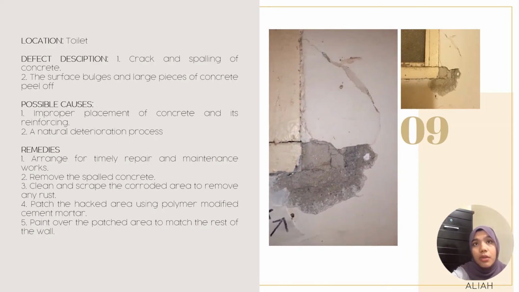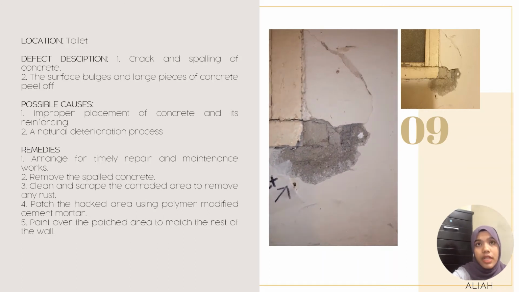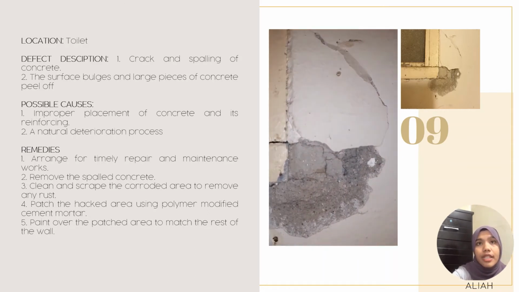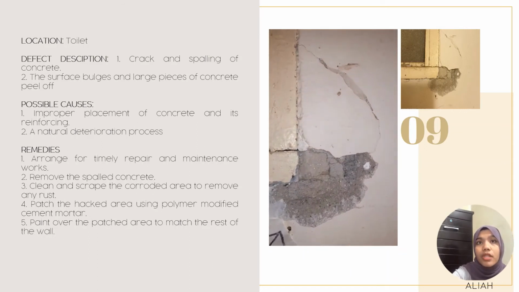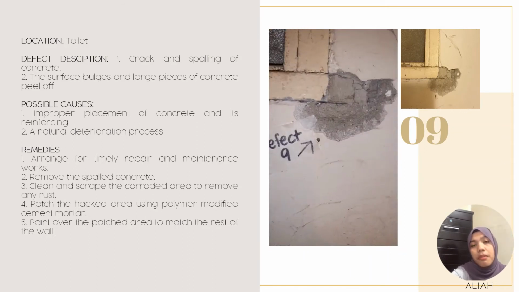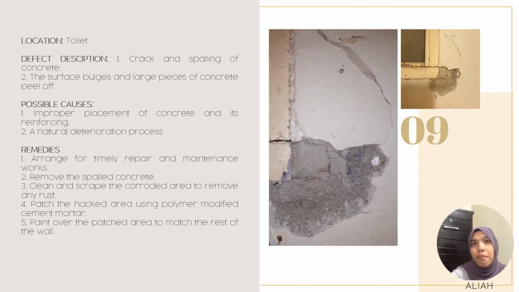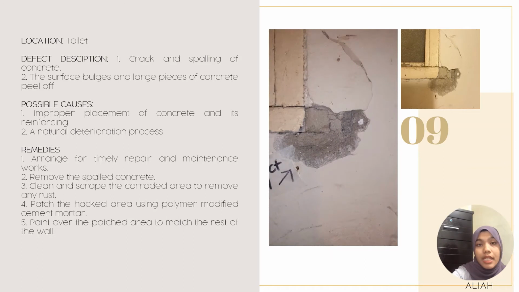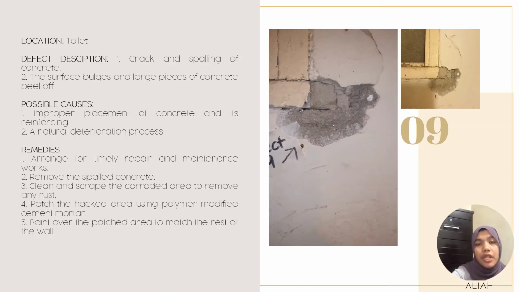And the next defect is located at the toilet, and the element and component is a wall. So the defect description is actually a crack and spalling of concrete, the surface bulges and a large space of concrete peels off, exposing the window frame. The possible causes of this defect can be two, which are improper placement of concrete and its reinforcing, and a natural deterioration process.